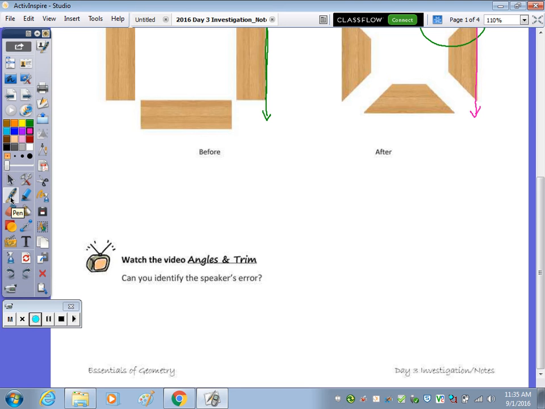So you will pause my video, open up my website, and right there on the main screen, I have a link to the video on angles and trim. It's a very short video, and the speaker is going to show how to bisect an angle. I want you to make sure the volume is up, okay? Because it's kind of hard to hear. And then two, I want to see if you can identify the speaker's error. So I want you to pause now and go to my website to watch the video, and then come back to this video to watch the remaining lesson.